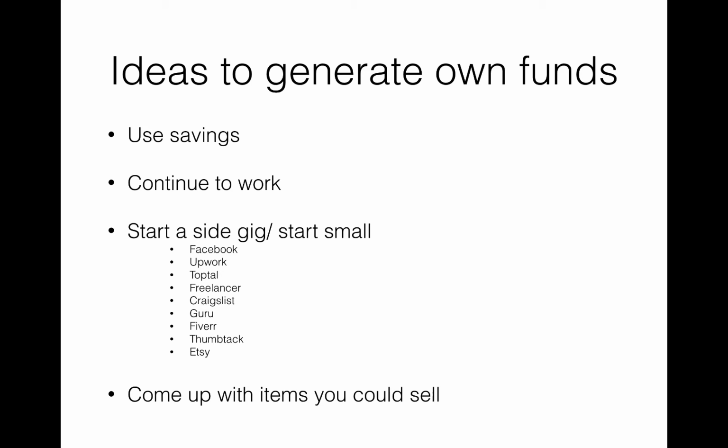So, ways that you can start a side gig, like I said, are to start small. You can put up Facebook ads. You can freelance on different websites like Upwork, TopTal, Freelancer, Guru.com, Fiverr, and Thumbtack. You can also put your business out there on Craigslist, or if you're creating something and selling it, you can sell it on things like Etsy. And so these are ways that you can start small.